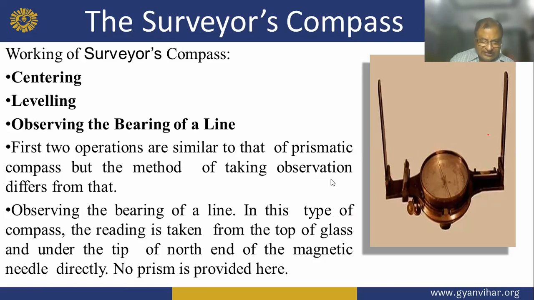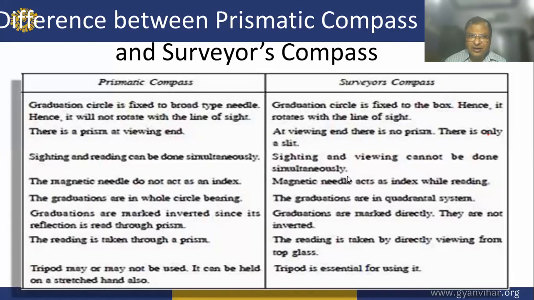Observing the bearing of the line in this type of compass, the reading is taken from the top of the glass, under the tip of the north end of the magnetic needle directly. No prism is provided here. So this is the comparing statement between a surveyor compass and prismatic compass.